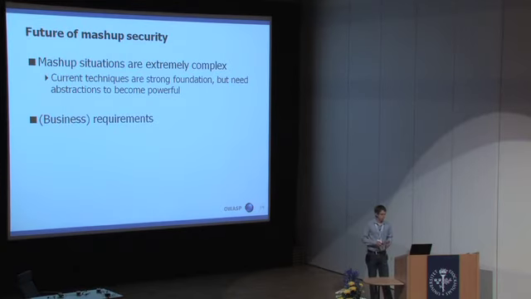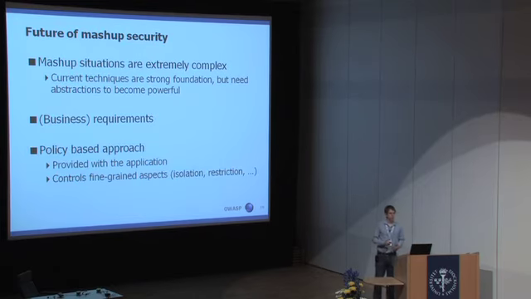And what might be happening is that we go to a policy-based approach. And this policy-based approach allows you to specify a mashup policy. And this mashup policy is provided with the application and controls several fine-grained aspects of this mashup application, for instance, the isolation or the restriction. And using or enforcing this policy can ensure mashup security in a strong way. But to achieve this, you need the cooperation of the client and the server, because in a mashup, the enforcement point is most likely the client, but the policy should be provided by the server.